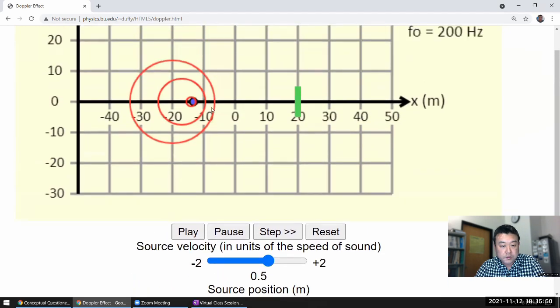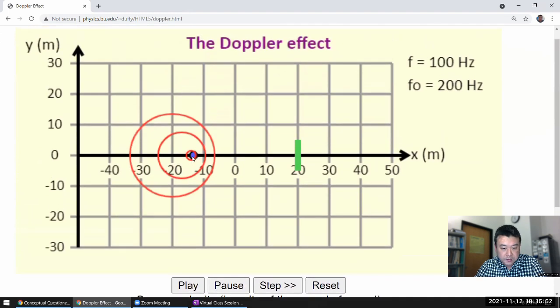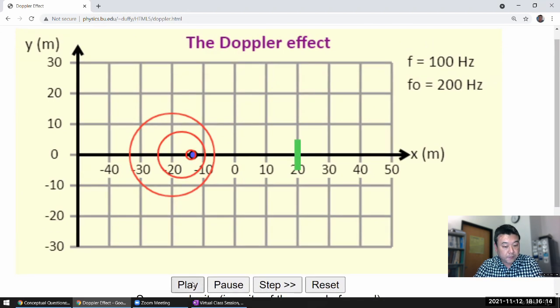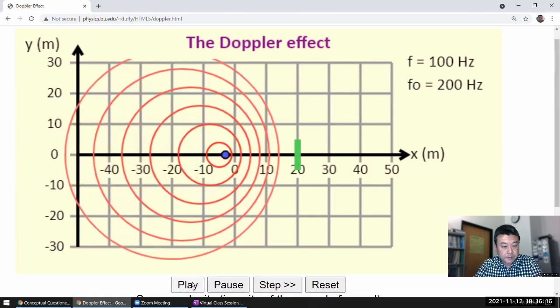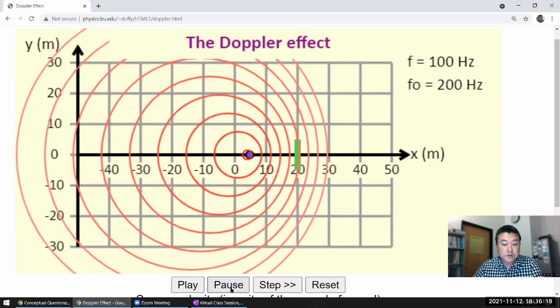If you imagine this is the source that started out from somewhere here, at this position is where it emitted this sound wave that's represented by this wavefront. You can see that by the time this second wave was emitted, the source moved here. And as it's emitting this third wavefront, it's moved here. Let me play for a bit. You can see the pattern build up here.